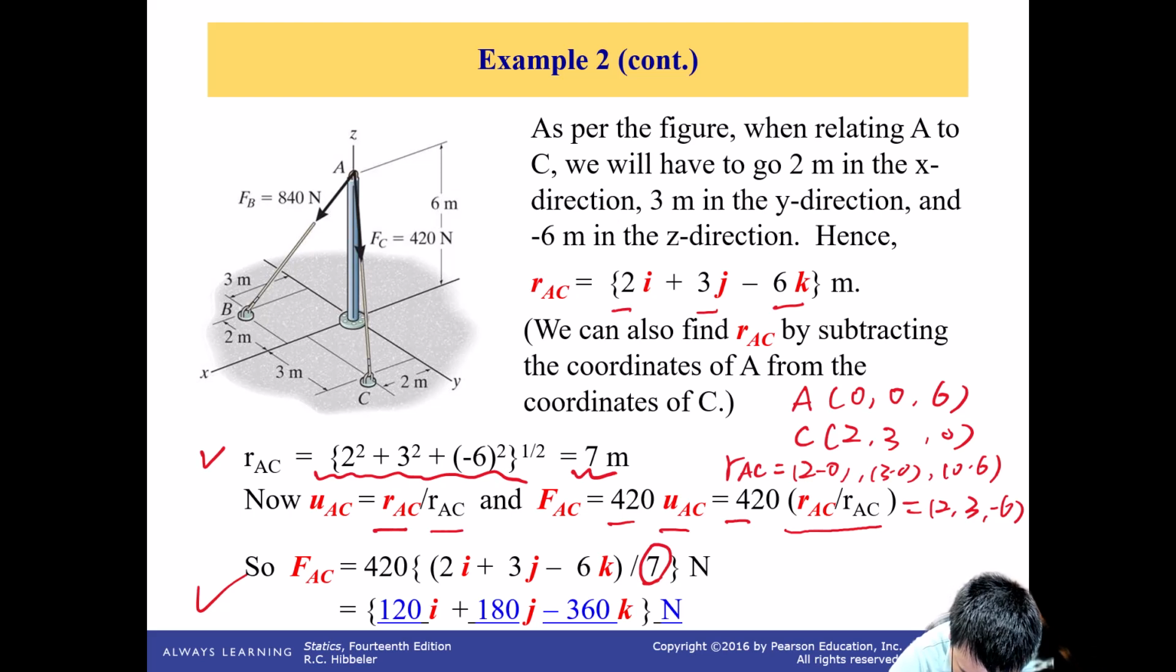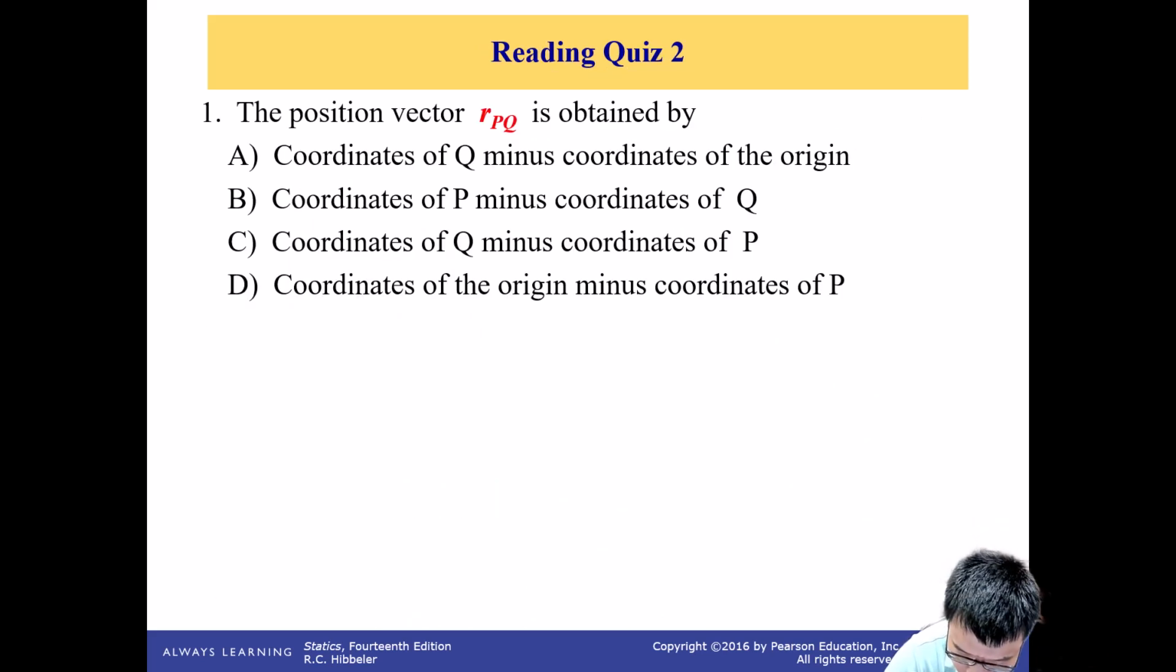So the final answer is 120i plus 180j minus 360k Newton. Okay, you can pause this video and check your answer before you move on. So let's recap the key concepts.